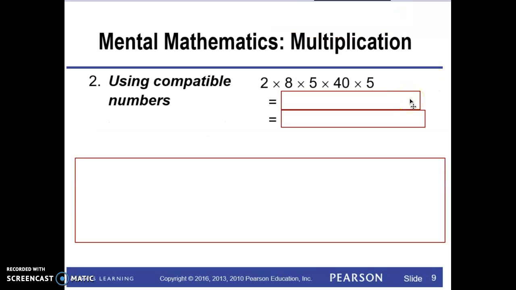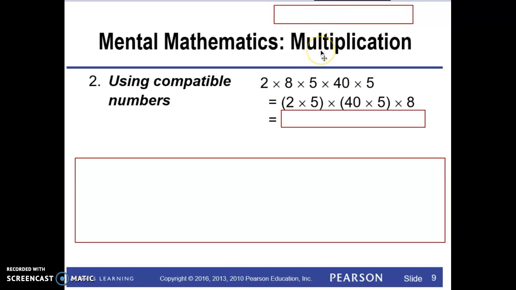Okay, let's do a little mental mathematics. Let's do some compatible numbers. So look at this one. This one, if you tried to do order of operations, would be quite challenging. 2 times 8 is 16 times 5, and then multiply that answer times 40. There's got to be a better way to think about this so that I can put some zeros in there and make it easier on myself.